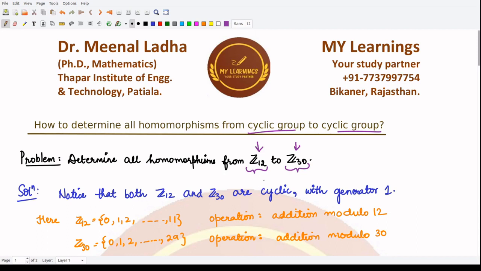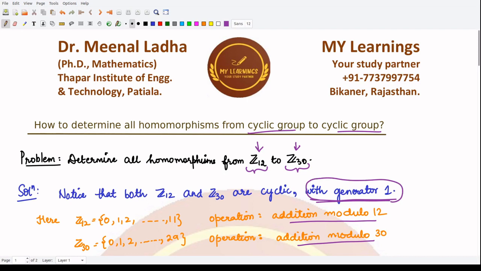Right, they are cyclic. Why? Because the whole group could be generated by the member 1, because you can add here. What is the group operation for the first group Z12? The elements start from 0 and go up to 11, and the group operation is addition modulo 12. And for Z30, the elements start from 0 to 29 and the group operation is addition modulo 30. So in this case, the generator is equal to 1.